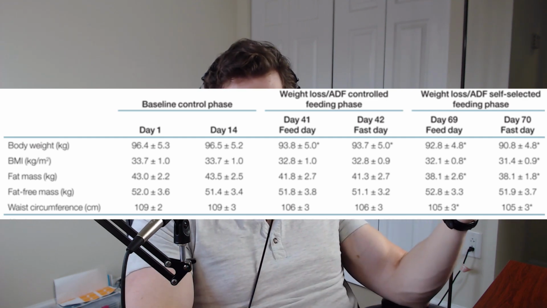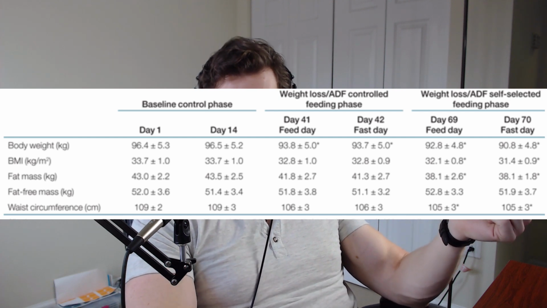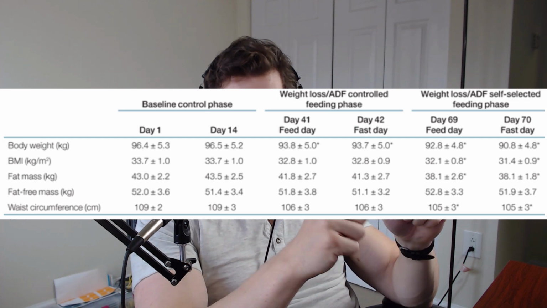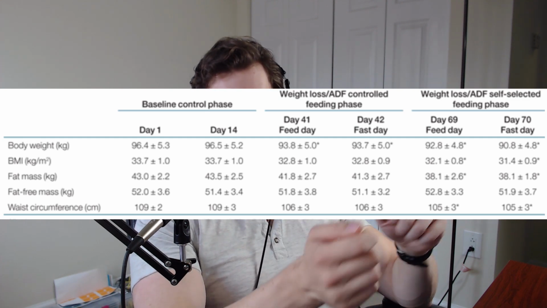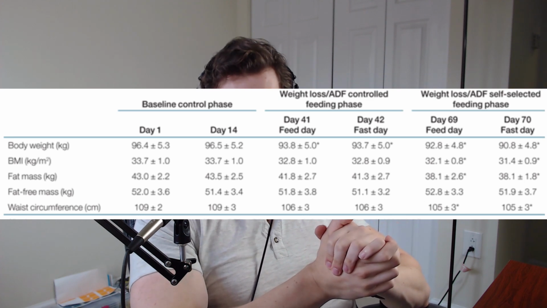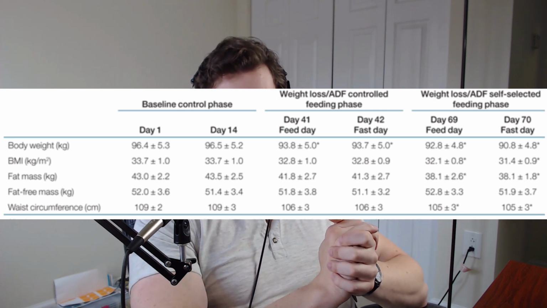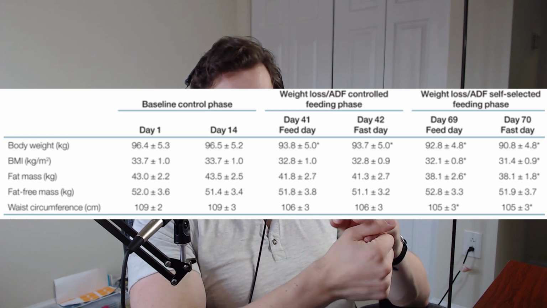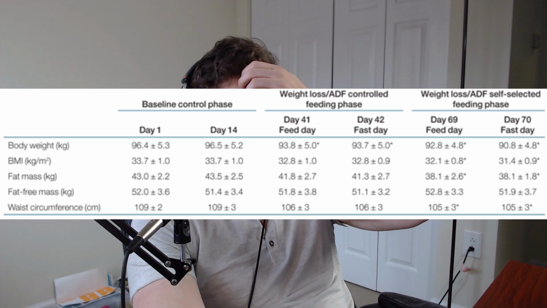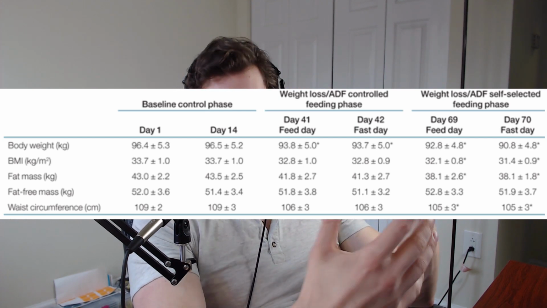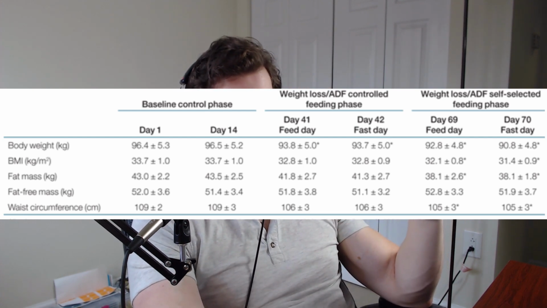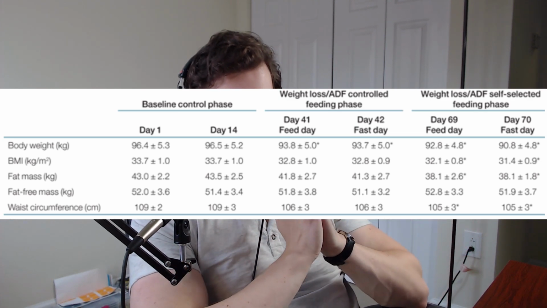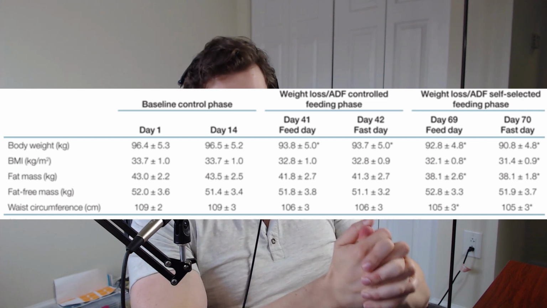So what do we see? Well, the baseline value was 51.4, which is on day 14 of their baseline control diet. And then at the end of the study, they were at around 51.9 on a fasting day. Now, I don't want you to take that and think that they gained muscle or anything like that, because these individuals, from what I understood, were not exercising or not religiously exercising. So they didn't gain fat-free mass, but they did at least maintain.